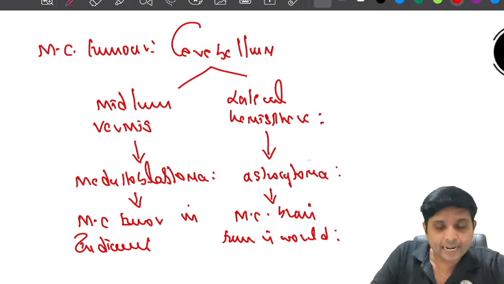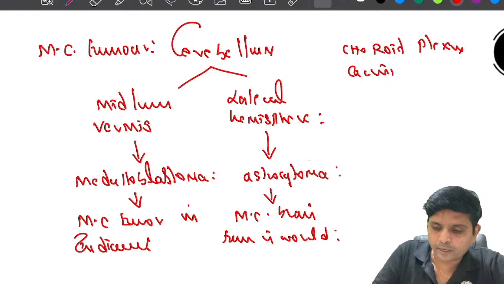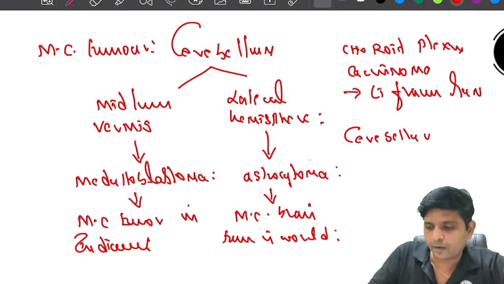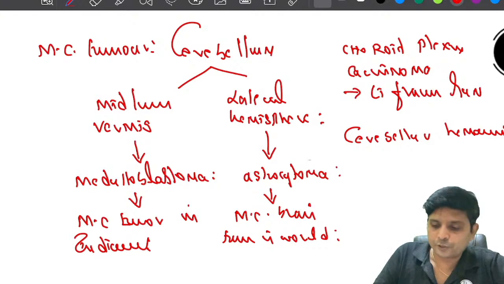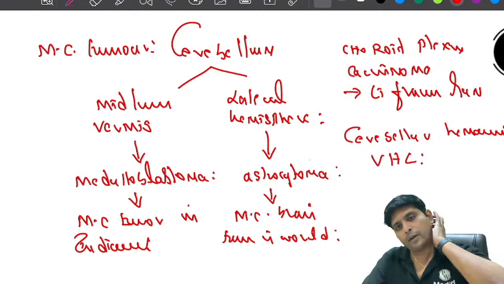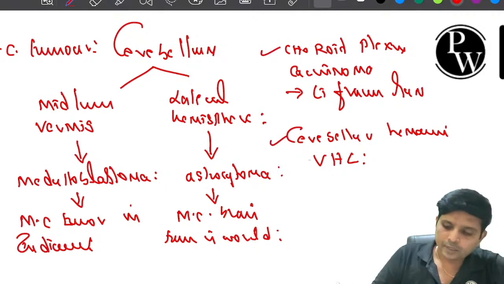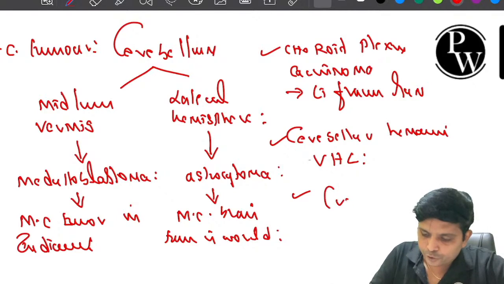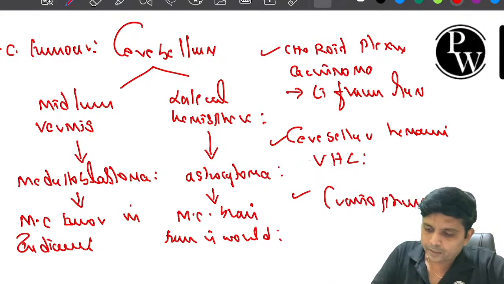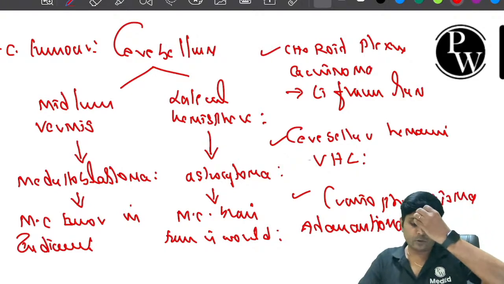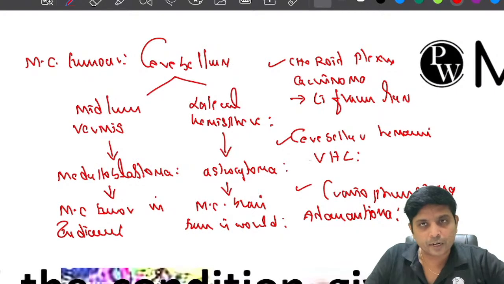In children, apart from that, you can have choroid plexus carcinoma, which occurs in Li-Fraumeni syndrome, and then cerebellar hemangioblastoma, which occurs in von Hippel-Lindau syndrome. And finally, what else? Craniopharyngioma, or otherwise known as adamantinoma. The pediatric version is called adamantinoma. So this is a small discussion on brain tumors.